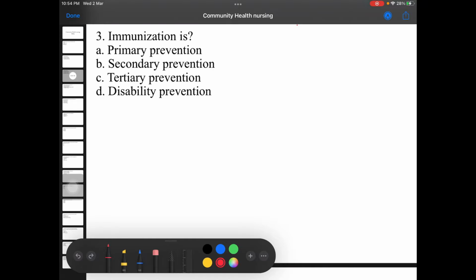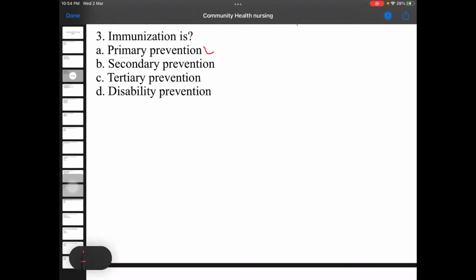Secondary prevention is an attempt to detect disease at an early stage and intervene at an early stage. And tertiary prevention is the management of an already established disease so that there will be no disability in the person. So immunization falls under option A, which is primary prevention.